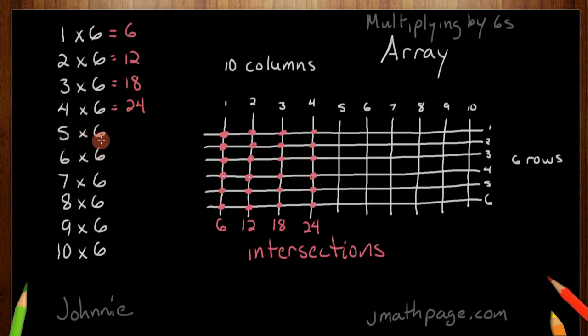What about 5 times 6? 5 columns, 6 rows. 1, 2, 3, 4, 5. Here's our 5th column, and here are all our rows. Let's add the intersections.